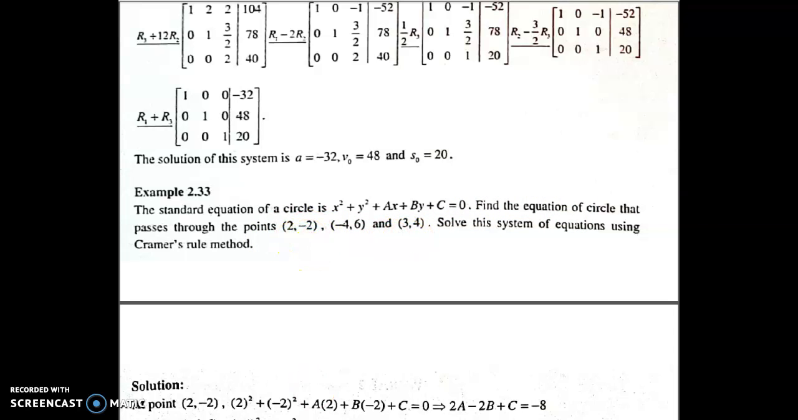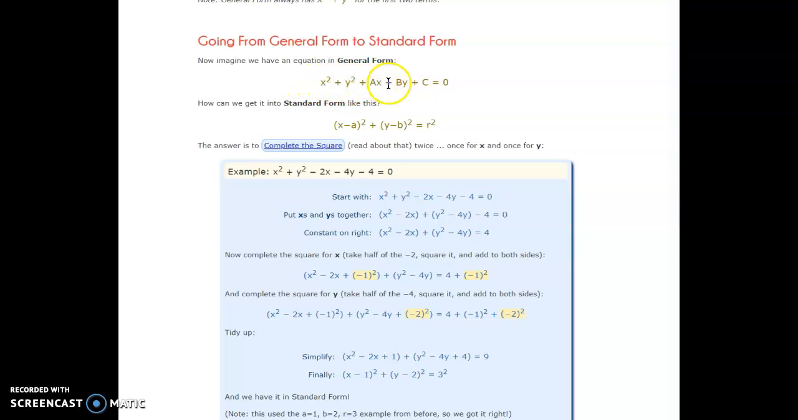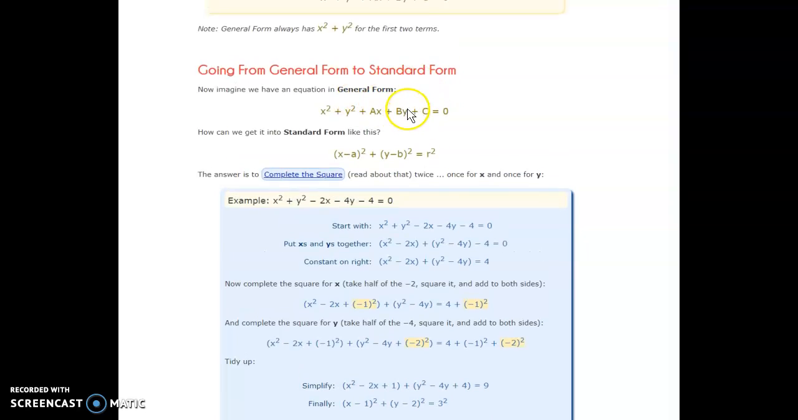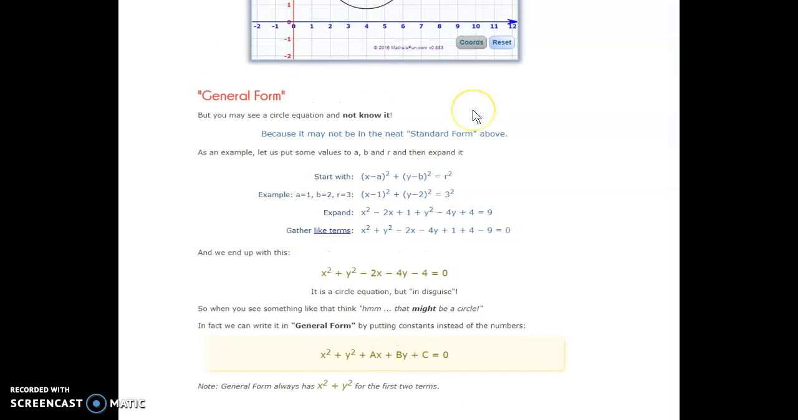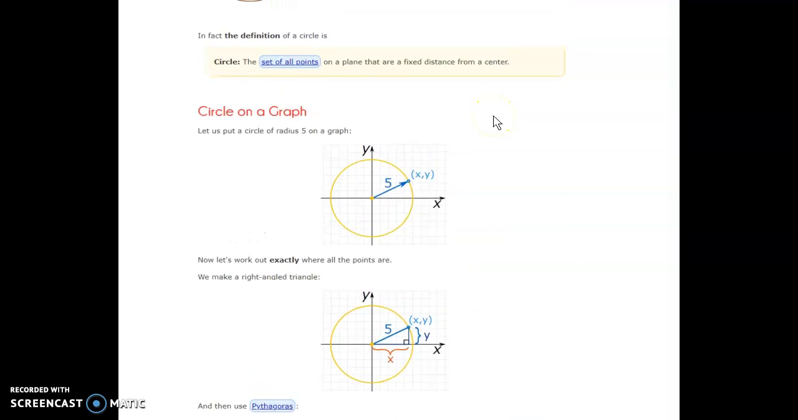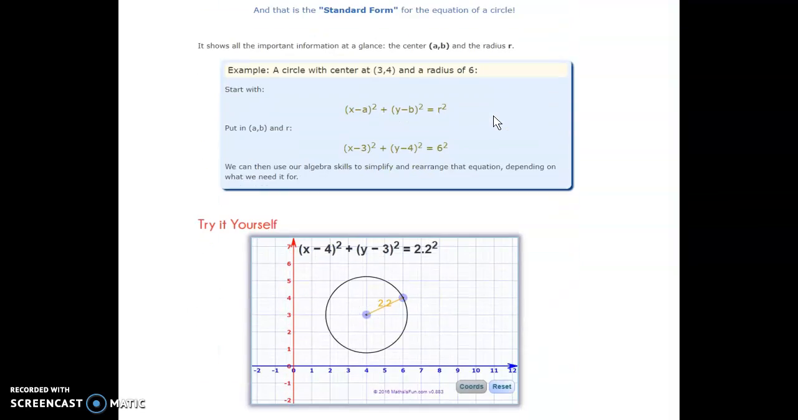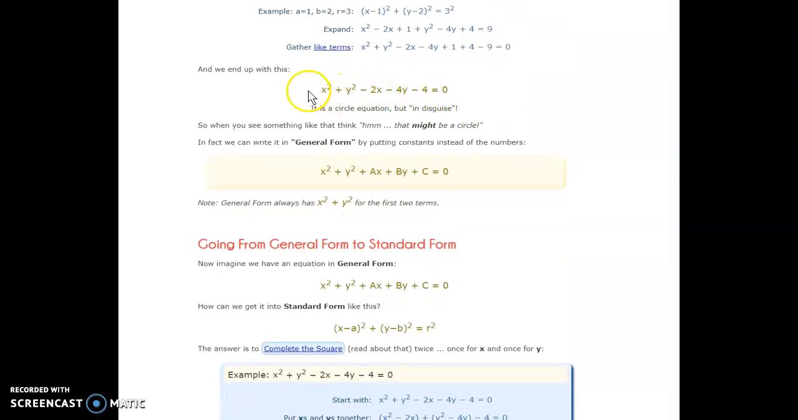So let us first be familiar with it. Okay, now this is the general form as indicated in the question, right? So how can they obtain this general form? You can try to refer to the website of Math is Fun, and you'll see that they explain it one by one. How can they get this general form? But that is not of our interest. I just want to show you that this is really the general form of a circle.